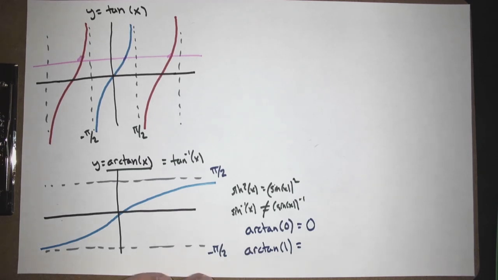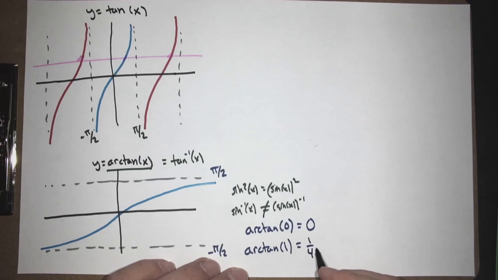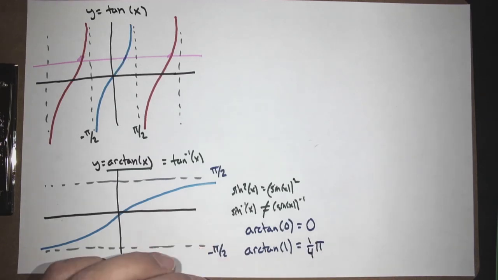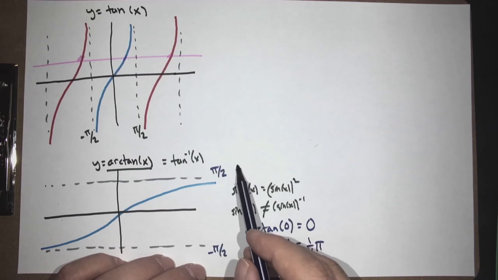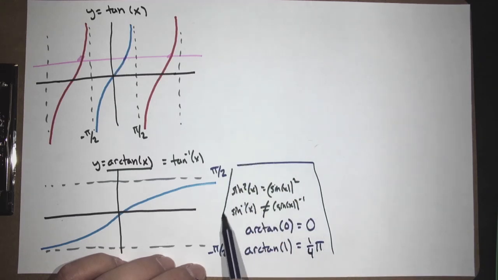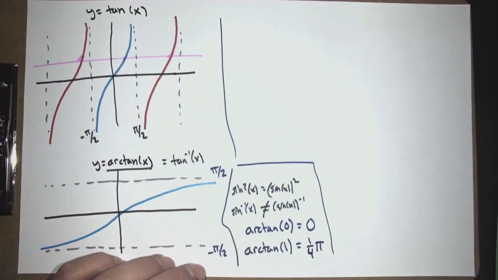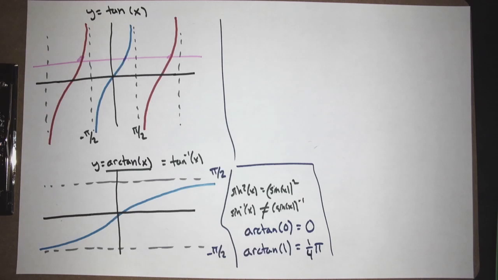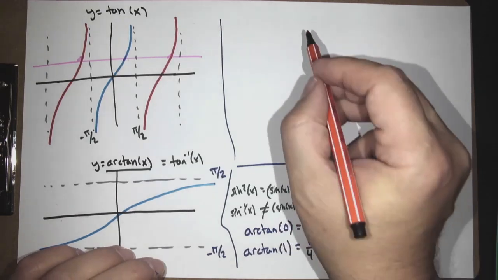Pi over 4. Right. So it has a nice value at 0, and it has a nice value at 1. And the hits keep coming. So, all right. But now, does it have a nice derivative? Oh, yeah. So, let's figure it out.